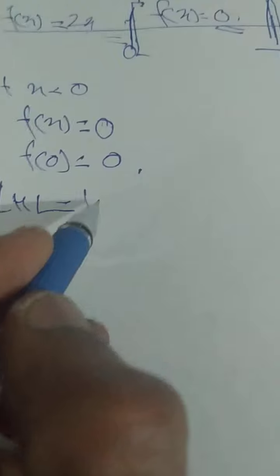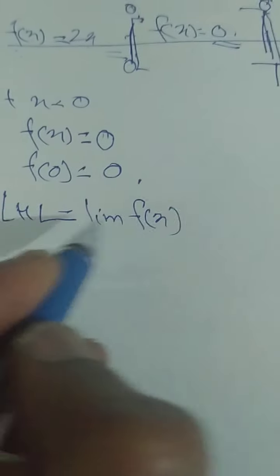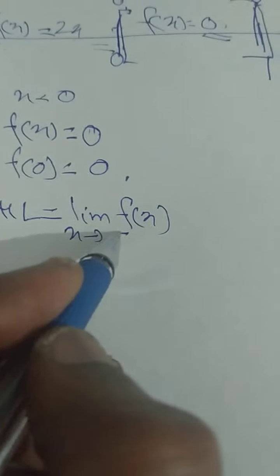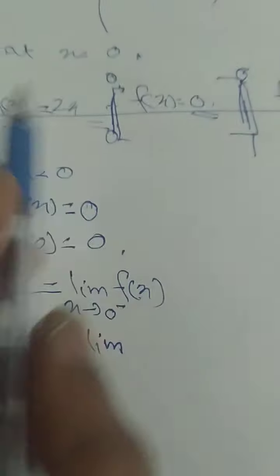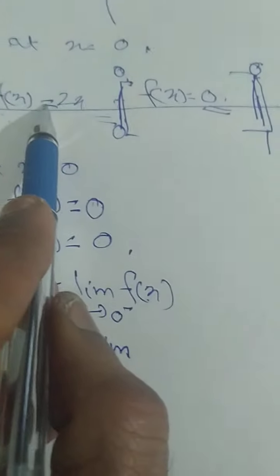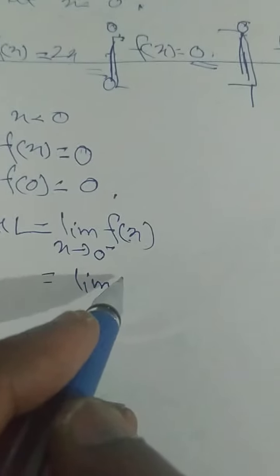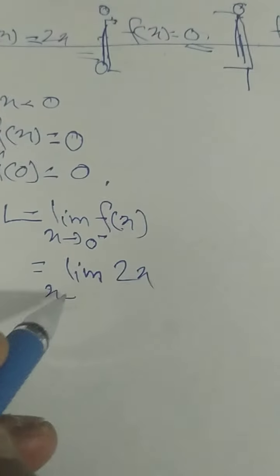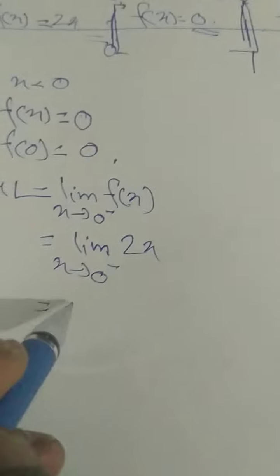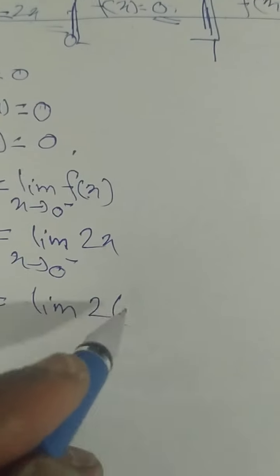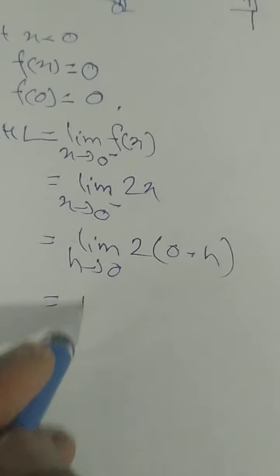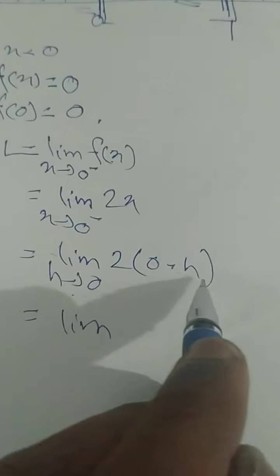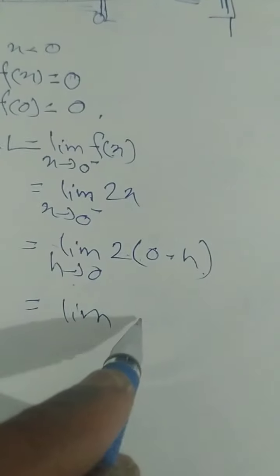So LHL is the limit of f of x as x tends to 0 minus. How is the function defined for the values less than 0? It is defined by 2x. So it is the limit of 2x as x tends to 0 minus, which is equal to the limit of 2 into 0 minus h as h tends to 0. Now substitute h equals 0, 2 into 0 is 0.